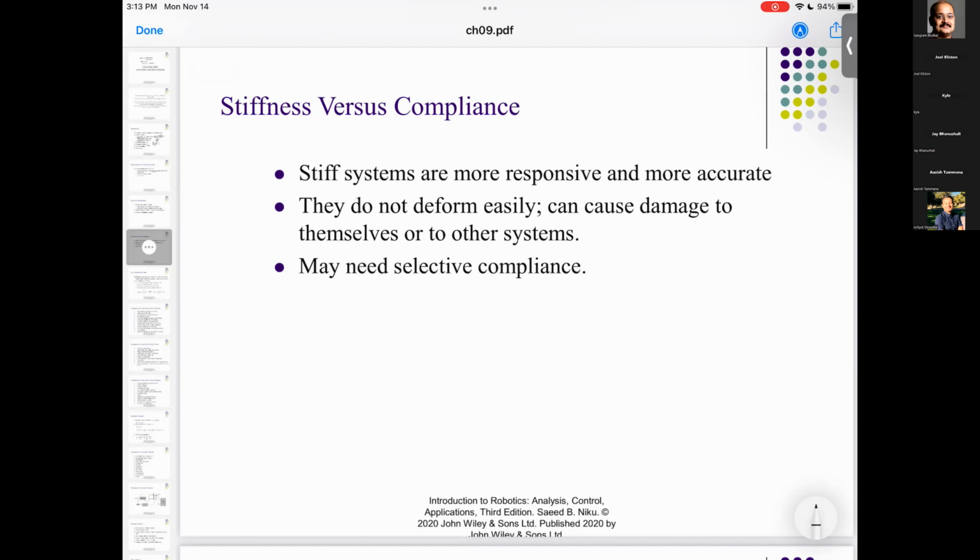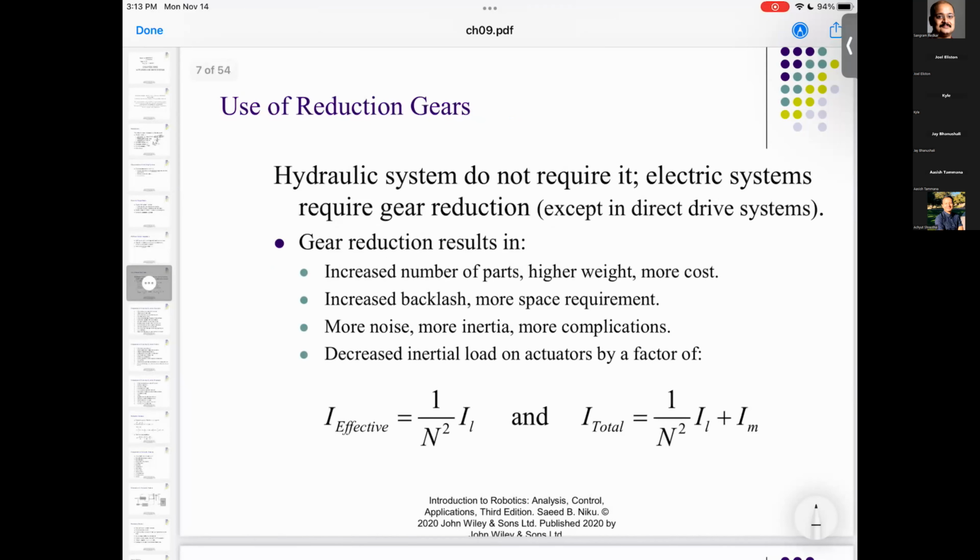Now, stiff systems are sort of semi-rigid systems. They are more responsive and they are more accurate. They don't deform. They are not flexible. But the issue with the stiff system is, again, you can't just use the stiff system when you are dealing with the surrounding, which has more compliance, which is soft. So sometimes these need selective compliance.